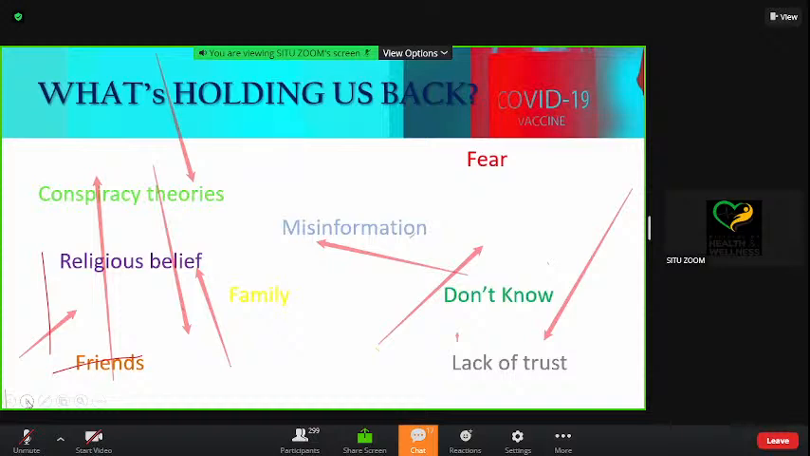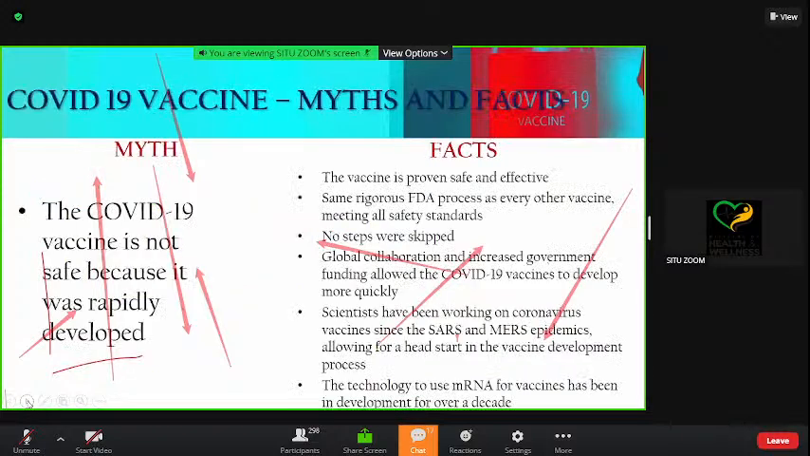But we know the importance of vaccines, and we know that it will protect us and protect our children. But there are a lot of myths that are going around that are really making us hesitant.